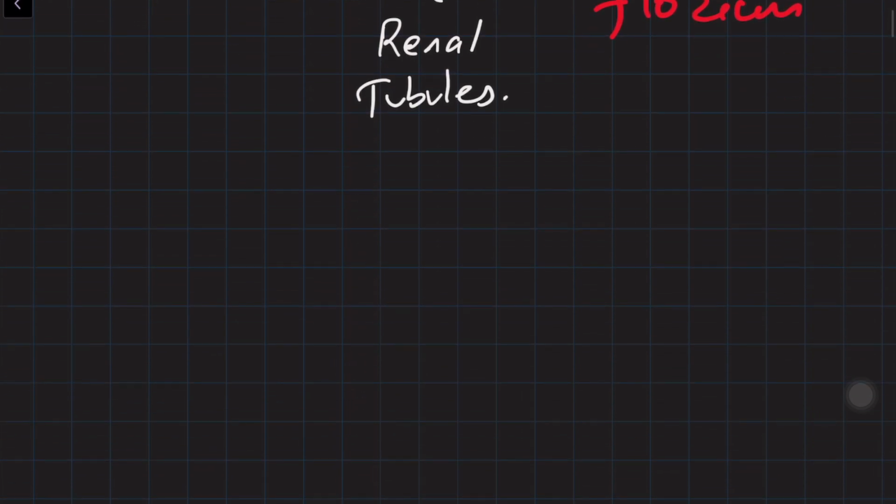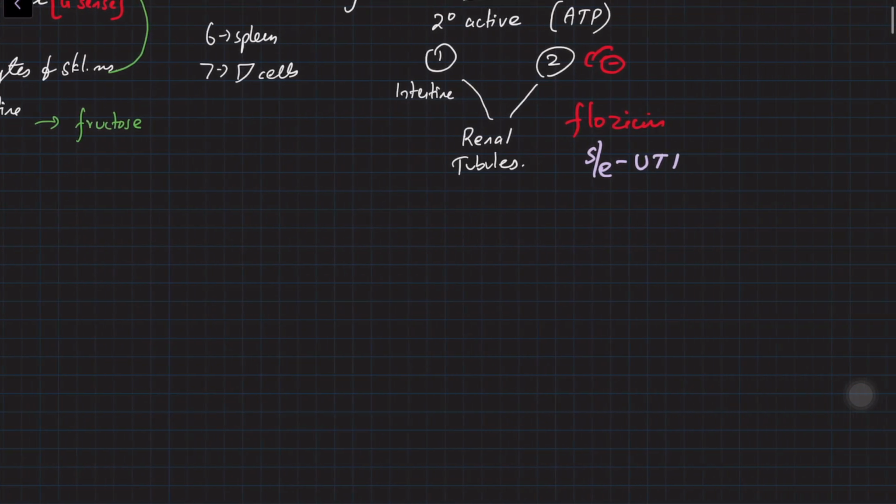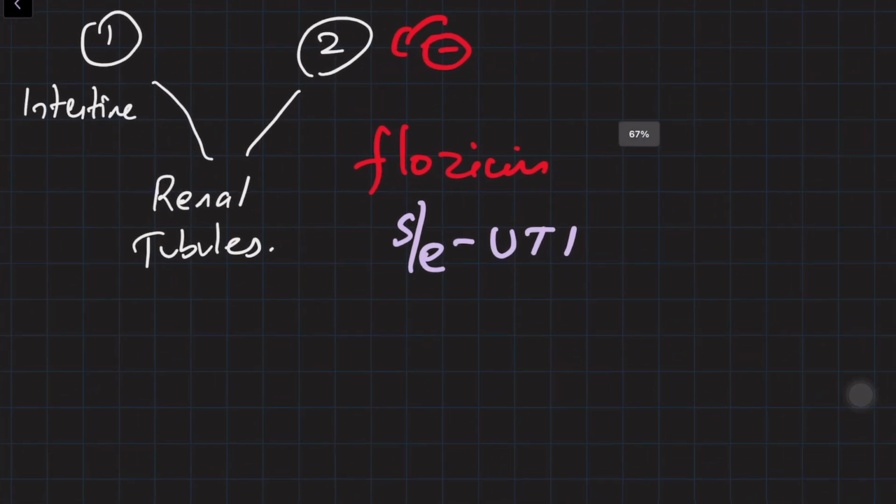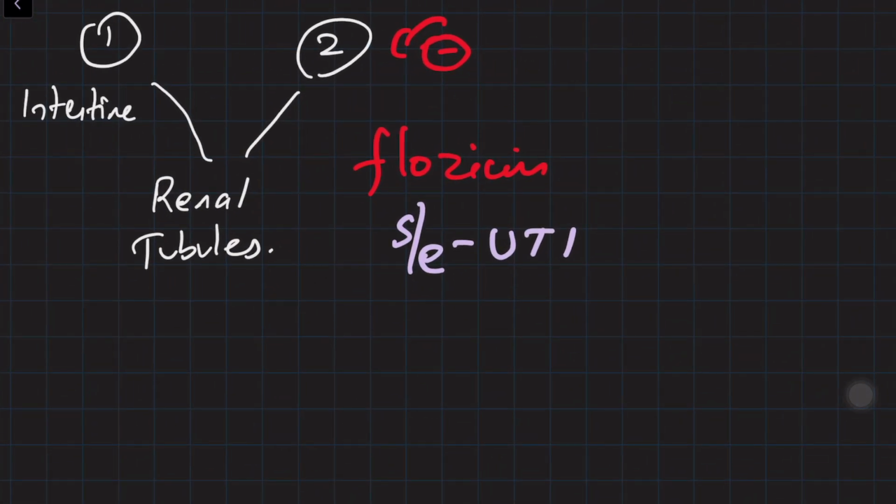Their side effect profile includes UTI. They facilitate the release of glucose into the urine, thereby decreasing the glucose level.